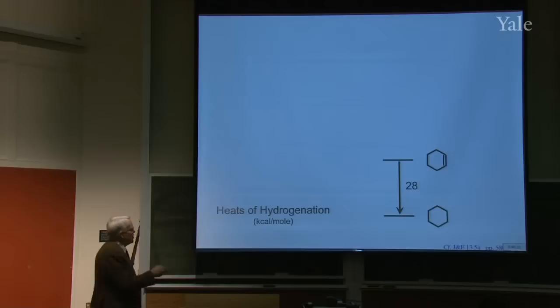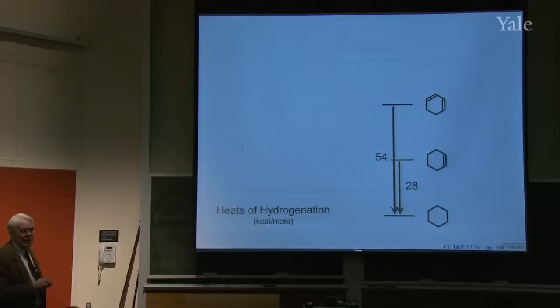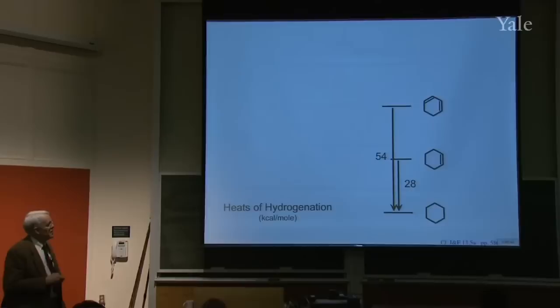Okay, now let's look at heats of hydrogenation and conjugation. So here's cyclohexane, here's cyclohexene. The heat of hydrogenation, to change this to that, is 28 kilocalories per mole, gives off heat, okay? Now, let's take two double bonds, right? And they're conjugated, right? That turns out to remove both of those and go down here is 54, right? That is, the second double bond was worth 26.